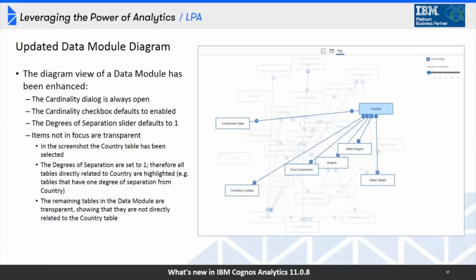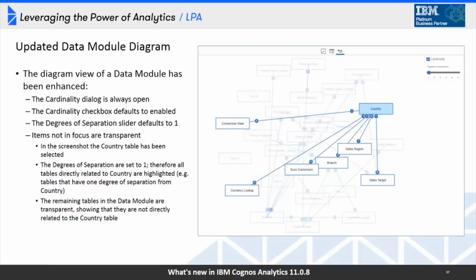Now, if I'd set the degrees of separation to 2, it would not only show me what's directly related to country, let's say sales target, it would also show me what is directly related to sales target. So it would be 1 and then 2 degrees of separation from country. Now, as you click around on different items in the diagram, the focus changes, and therefore the tables that will be highlighted will change to really isolate, in the case of 1 degree of separation, what is directly connected to the item I clicked.